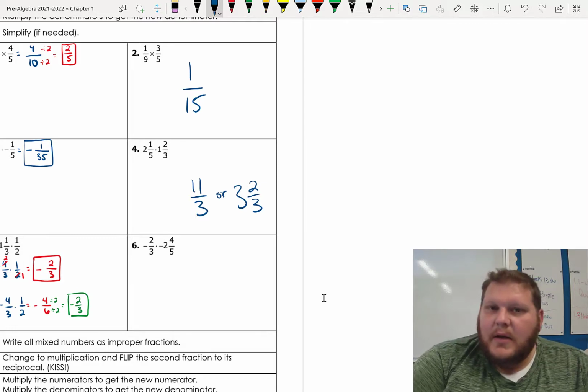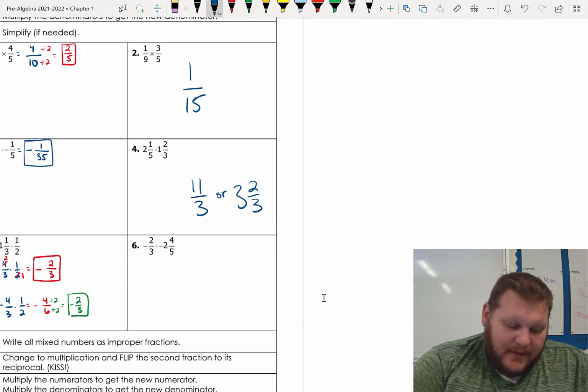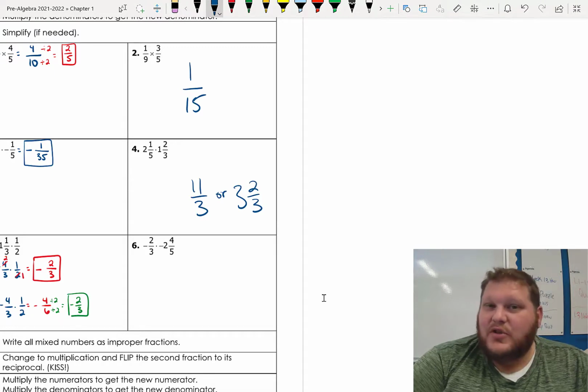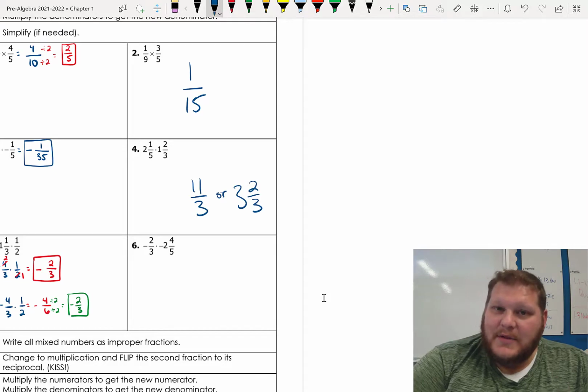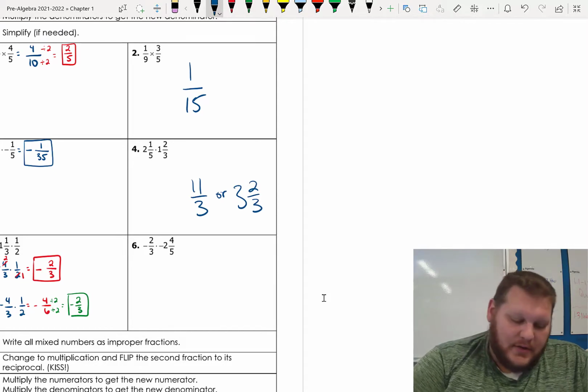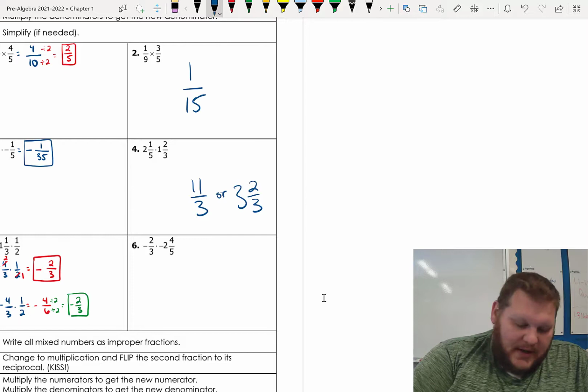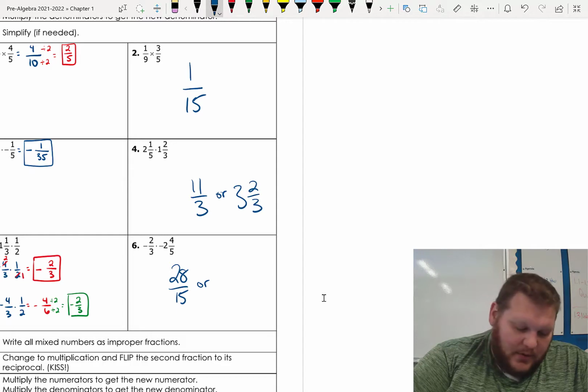6 shouldn't be that different from number 5, but be careful here because we are dealing with 2 negative numbers, and we know that if I have a negative times a negative, it's going to get me a positive solution. So number 6, my answer is 28 over 15, positive. Or if you put it as a mixed number, 1 and 13/15.